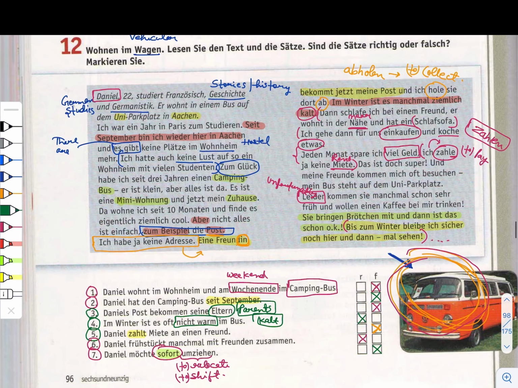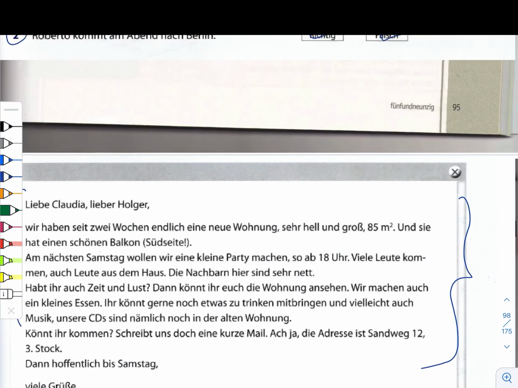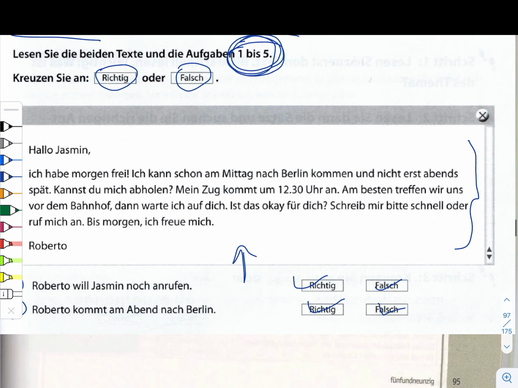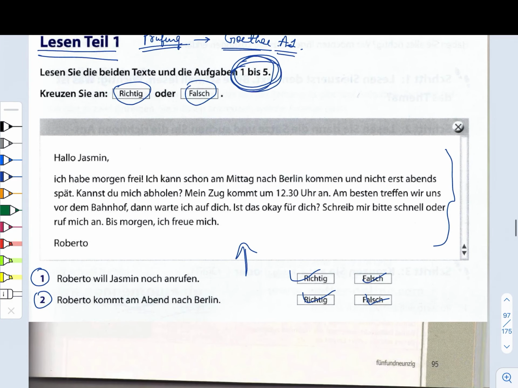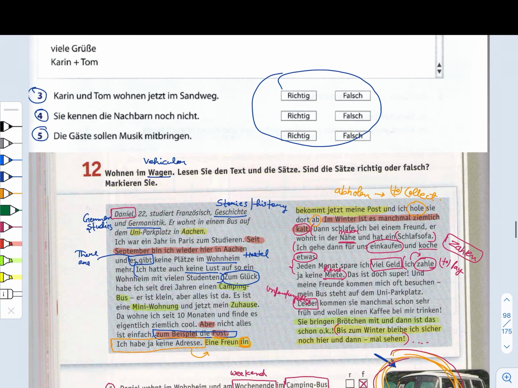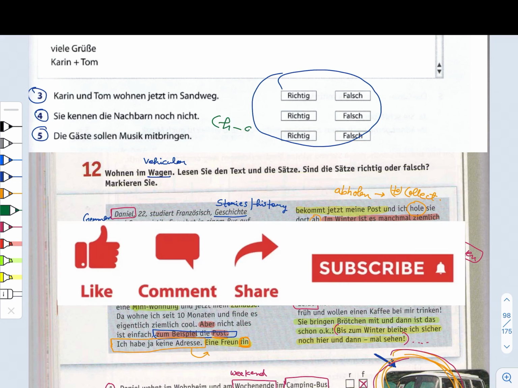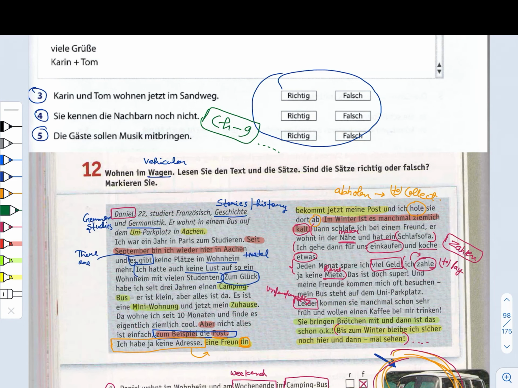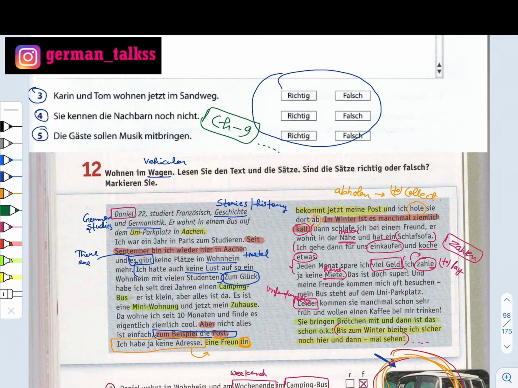Okay, so this was a very important exercise from the exam point of view. I told you also the reason why. Okay, so I hope you understand this exercise. Now from the next lecture we are going to do chapter number 9. Okay, still if you have any doubt, please let me know on my Instagram.